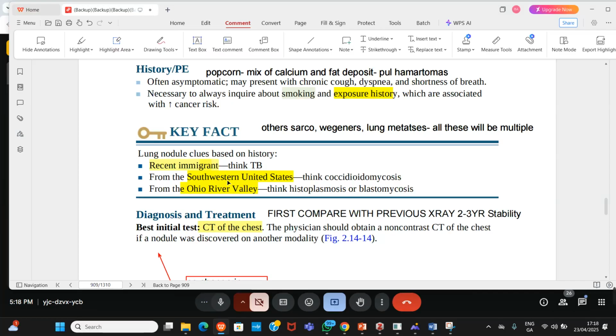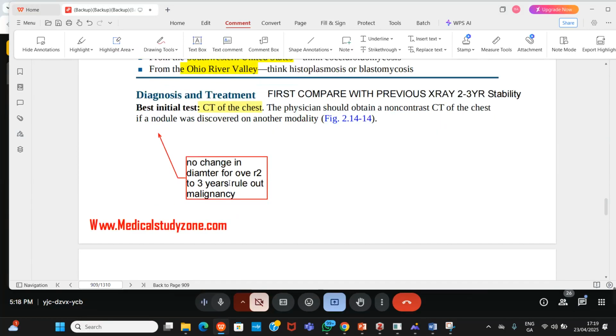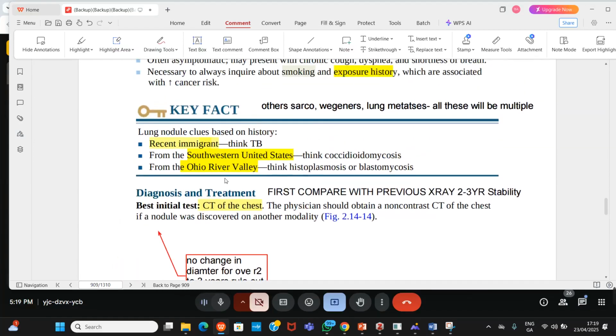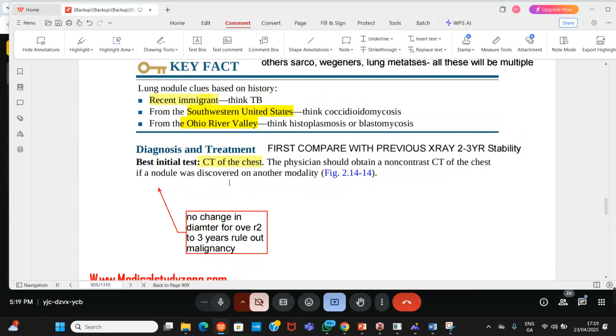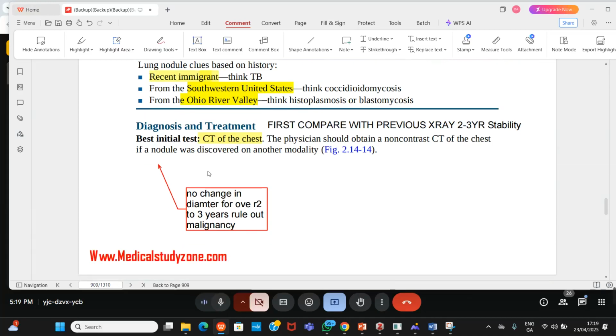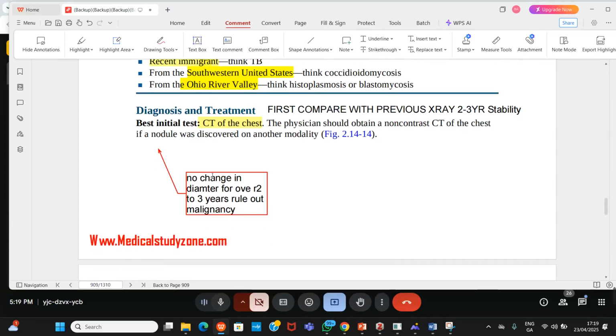But your exposure can also give a hint about what is happening to the patient. So people that recently traveled from a TB endemic region, coming from Cambodia, India, Nigeria, Ghana, think of TB. People coming from the southwestern United States, think about coccidioidomycosis. People from the Ohio River Valley, think about histoplasmosis and blastomycosis. Trust me, I don't know all this. I can know Ohio, but southwestern US states, I did not.